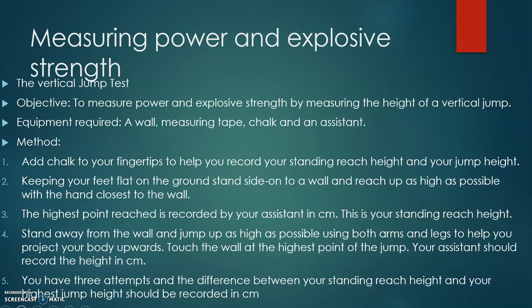So you need a wall, a measuring tape, chalk, and an assistant. In our sports hall, we've actually got something stuck against the wall, where we can use this. So the method: add chalk to your fingertips to help you record your standing reach height. So you stand first of all and just see how high you can reach, and then your jump height. So you then jump to touch to see what your jump height is.